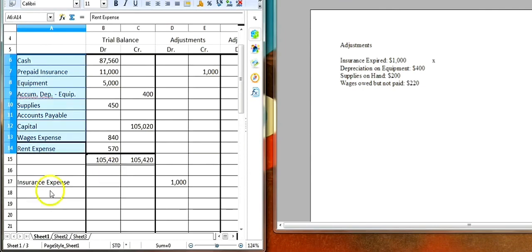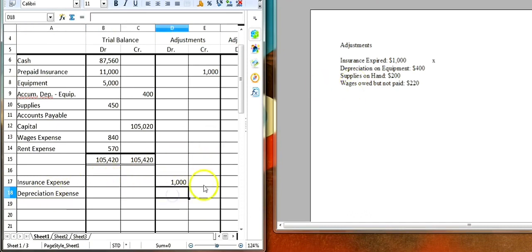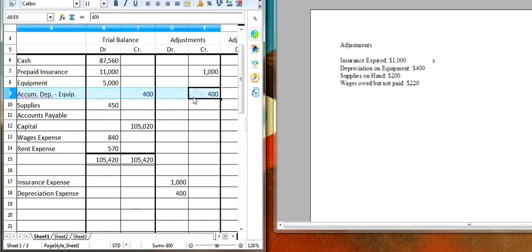I need to adjust for depreciation on equipment. Oh, and before we do that, I'd like to mention again this is double entry. So for each of these I'm going to make two entries, one on the debit side and one on the credit side in the adjustment column. Now I'm going to do both of those things. I've got depreciation on equipment of $400. In an earlier class we talked about how to calculate that. I don't need to calculate that here because it's given to me in this problem.